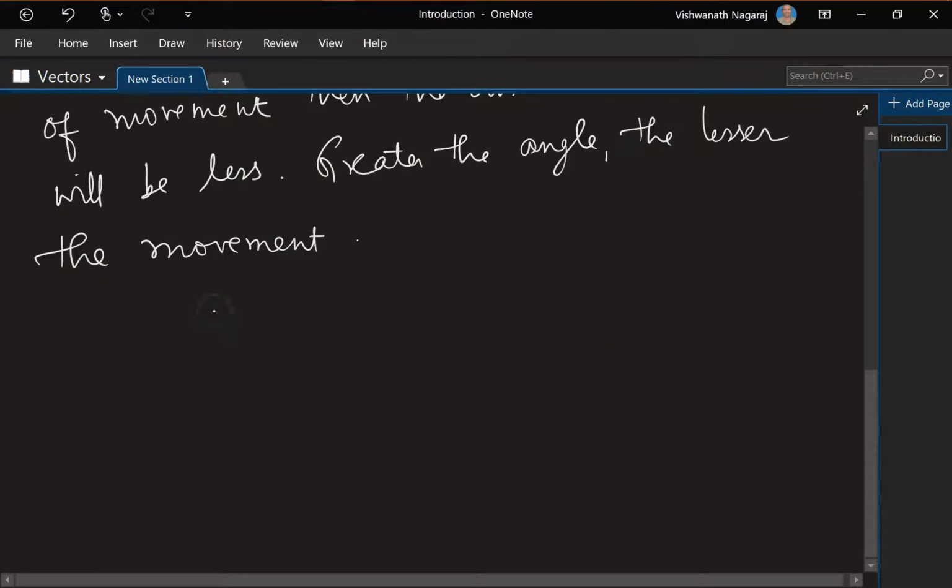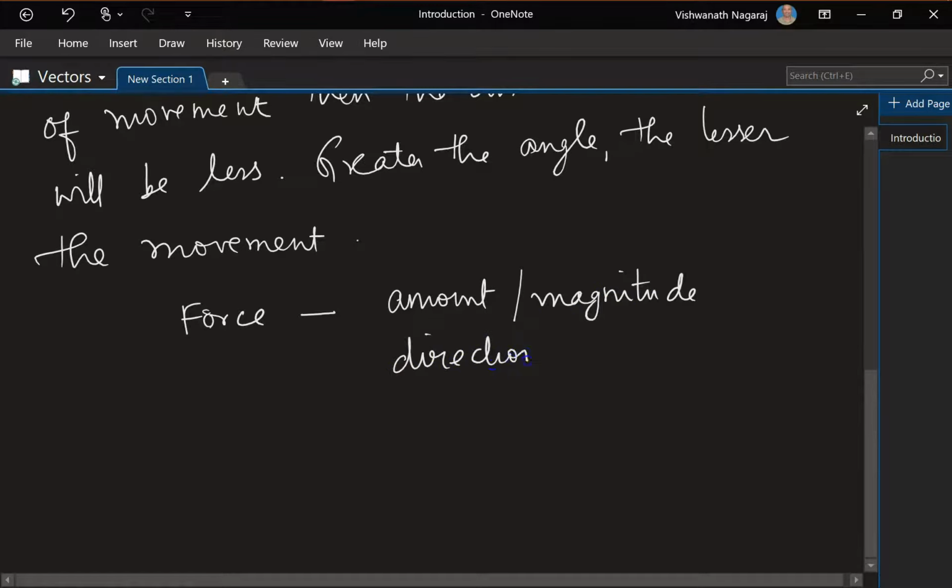So when we do a push, we are applying a force on the cupboard. So force requires both the amount, or more properly the magnitude, and it also requires a proper direction. So force is something where we need to look at both magnitude and direction.